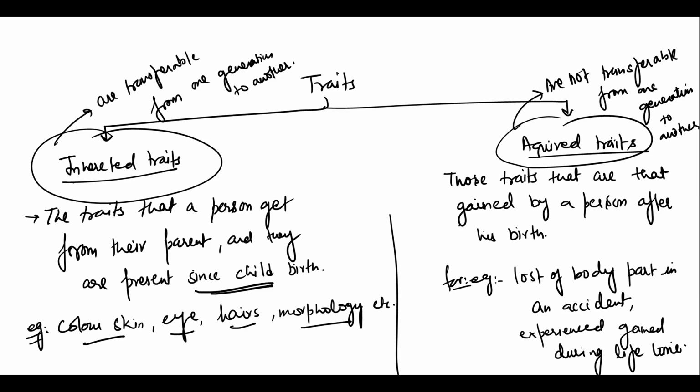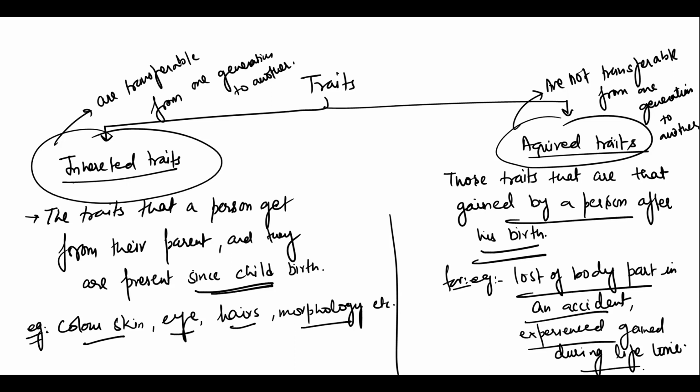But what I have acquired right now, I acquired after childbirth. Those are traits gained by a person after his birth. For example, loss of a body organ in an accident, or experience gained during the lifetime. So please note it down, dear students.